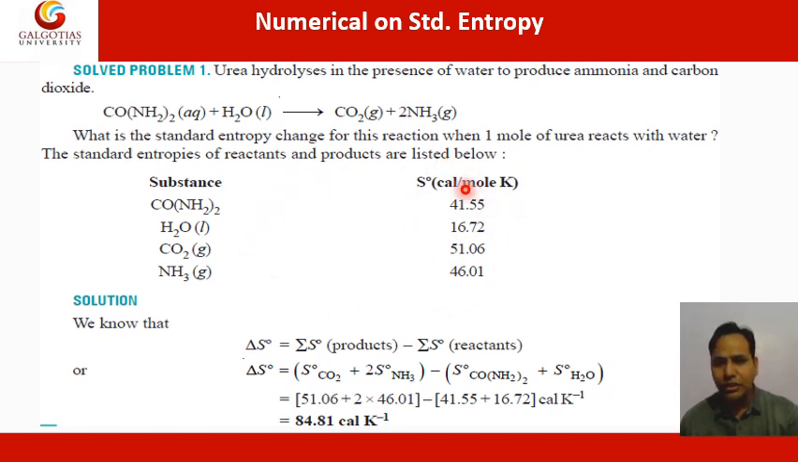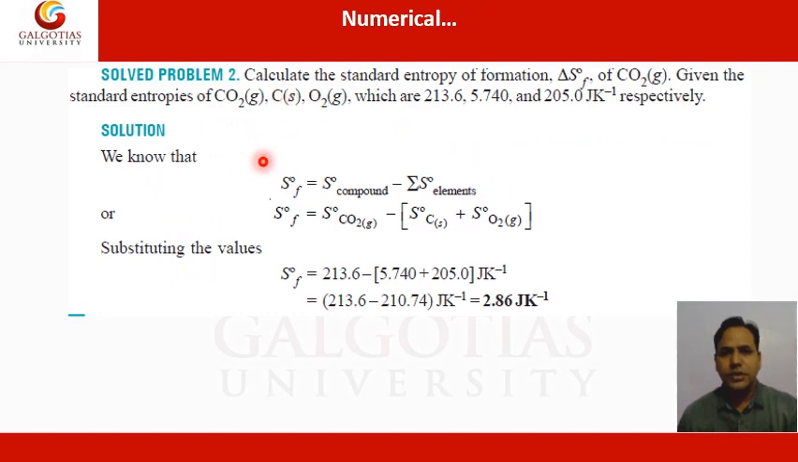So putting this value in this equation, we solve this problem and get 84.81 calorie per Kelvin. So this numerical is based on standard entropy. Here showing the numerical solved problem.